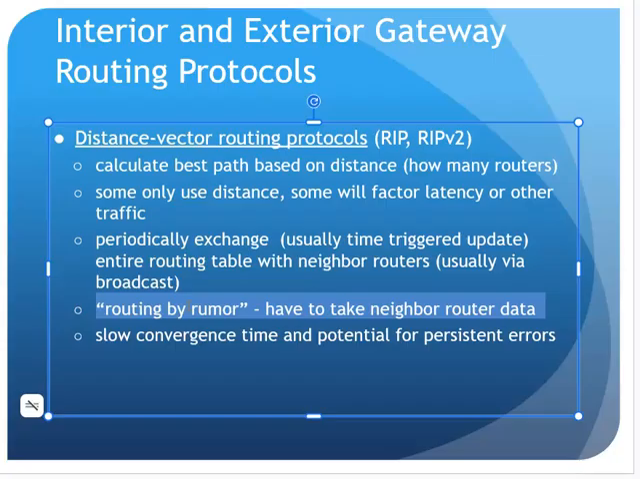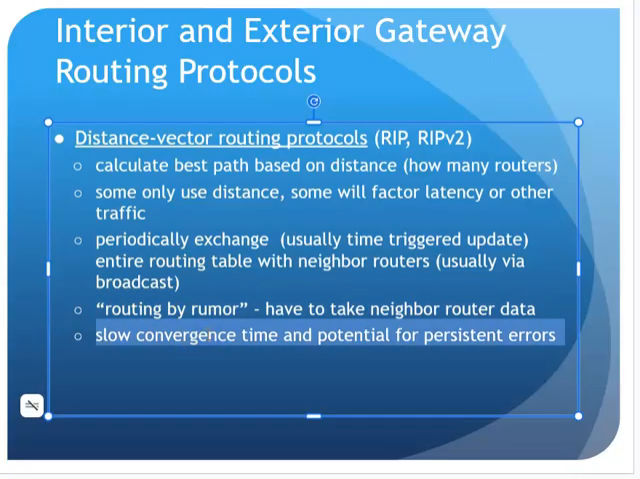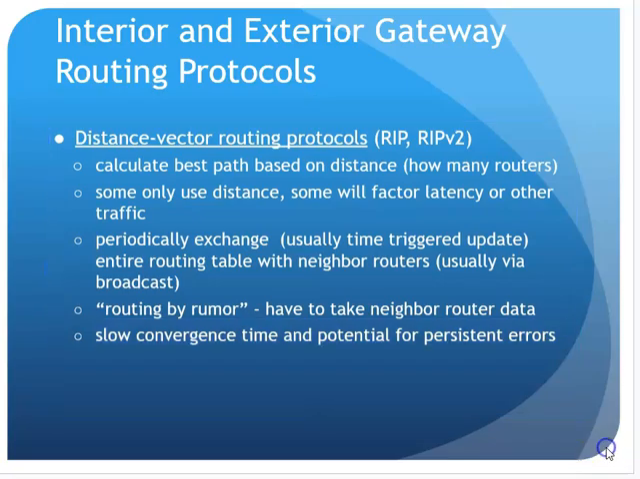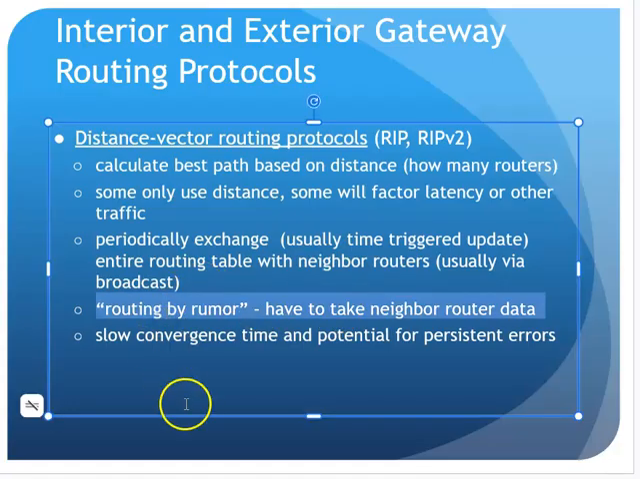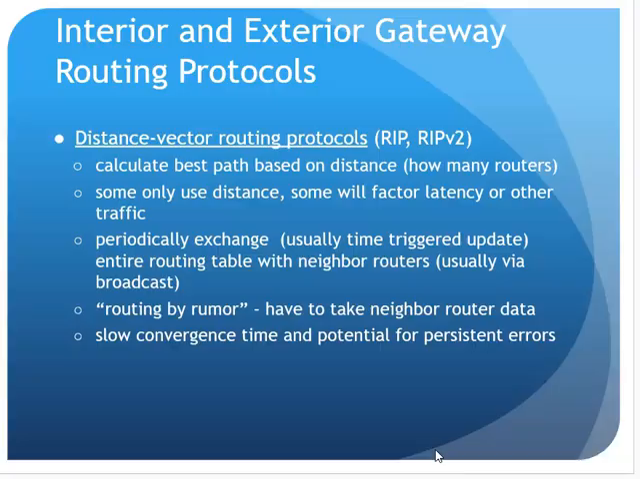So if a network 9 routers away goes down, it has to pass that along router to router to router to router to router till eventually it gets to me. That's why we have a slow convergence time, and also potential for persistent errors too. During that time, before that information about the network 9 routers away gets to me, I'm still routing to that network over there that's broken. Okay, so slow convergence time. And again, the nickname routing by rumor is a good one to keep in the back of your brain because you're only taking your neighbor's word for it.